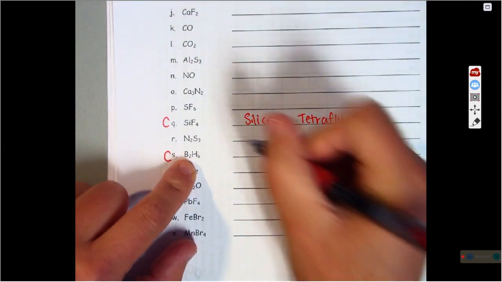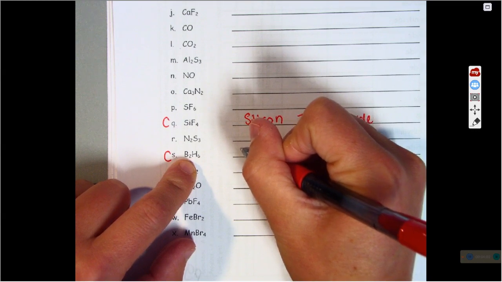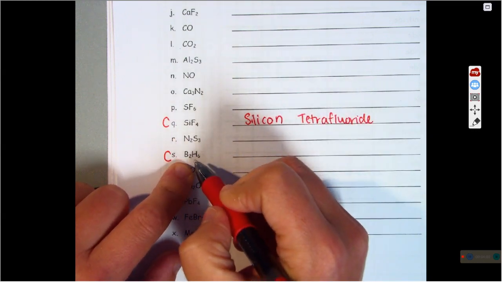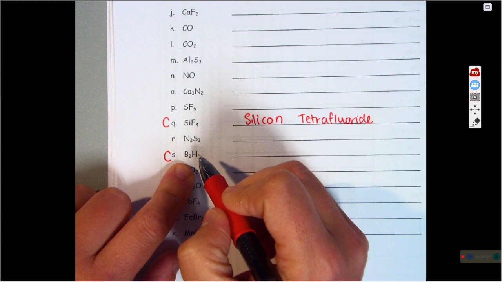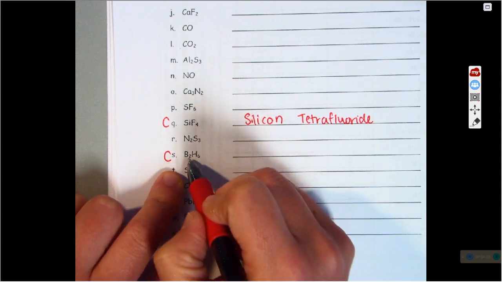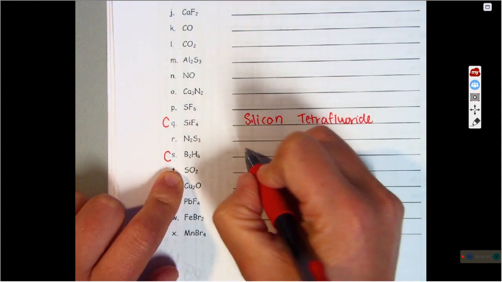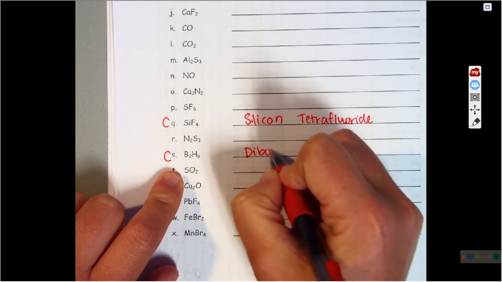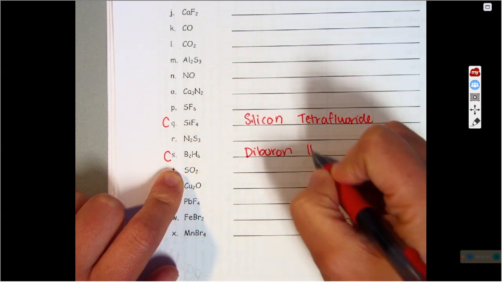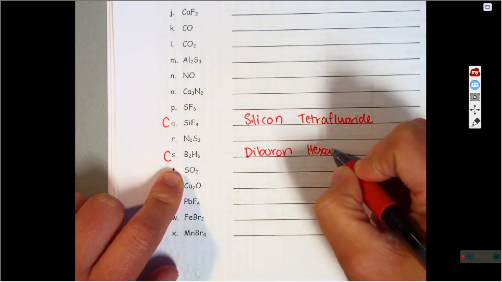Okay, right here I see 2 borons. All right, remember in covalent, a prefix goes before every single word unless there's one in the first spot. Well, now there's more than one, there's 2. So I'm going to name this diboron hexahydride.